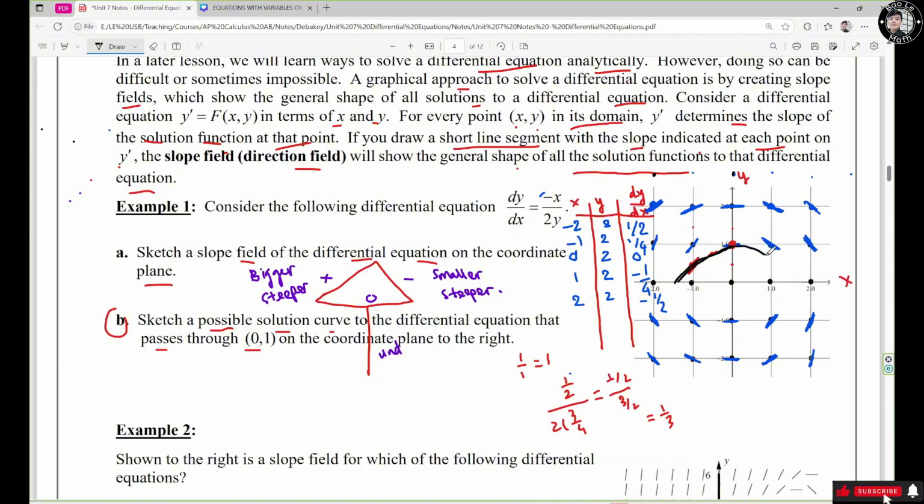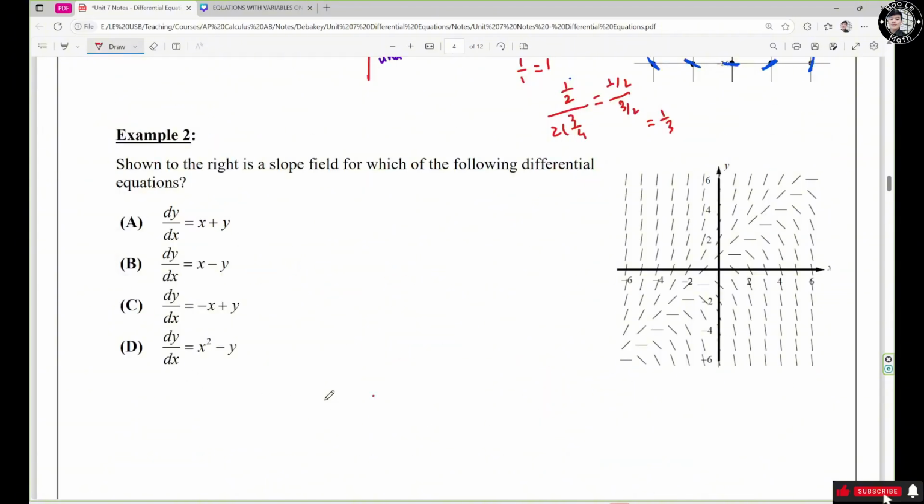And the right hand side should be something like this. Alright, now let's move on to example number 2. Shown to the right is a slope field for which of the following differential equations? Again, you're going to use the Christmas tree trick.